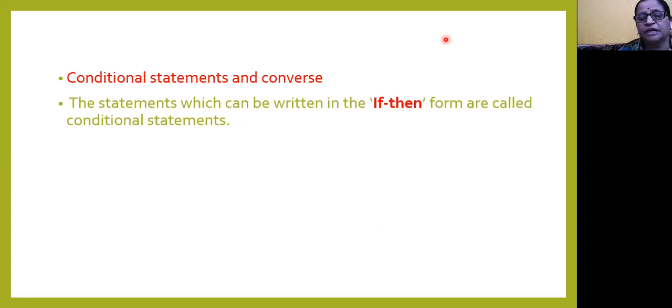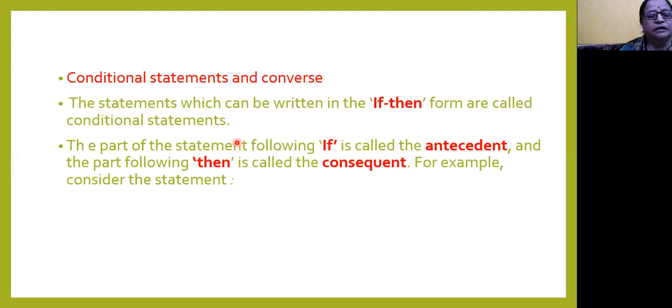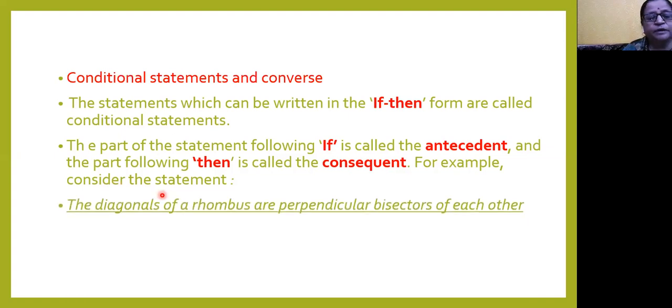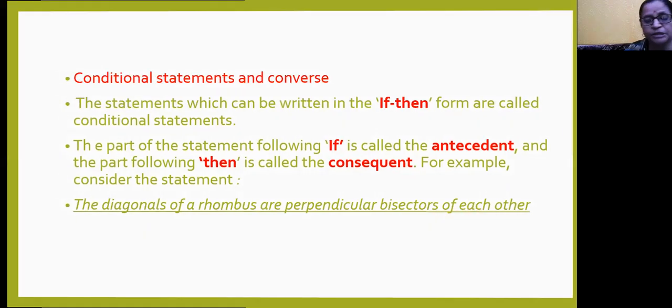The statement which can be written in the if-then form is called a conditional statement. The part of the statement that follows if is called an antecedent, and the part that follows then is called a consequent. We'll take one example for this conditional statement: the diagonals of a rhombus are perpendicular bisectors of each other.